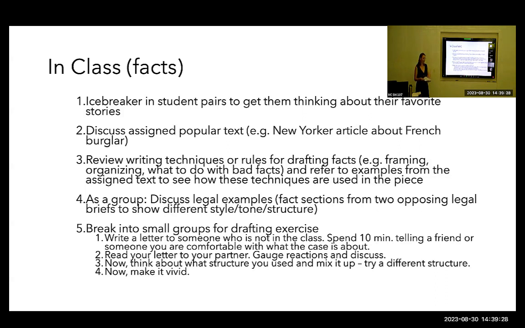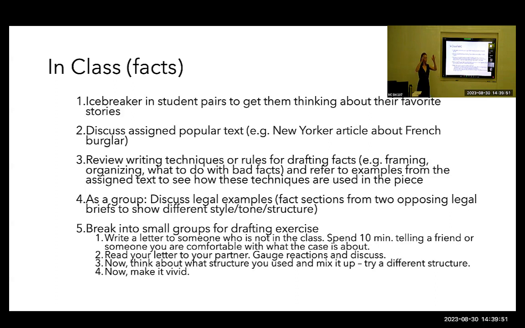And then as a final point, I asked them to make it vivid. So if they haven't done so already, I want them to incorporate some kind of imagery or powerful words to catch and keep the attention of the reader and to highlight the facts that you want to highlight, or an aspect of your story that you want to play up or downplay.